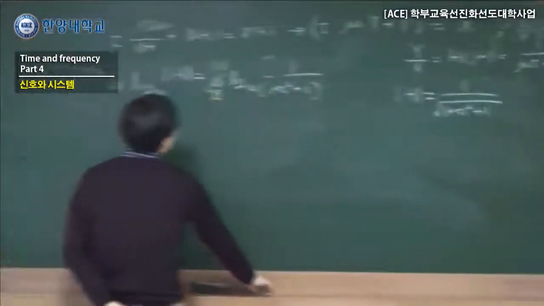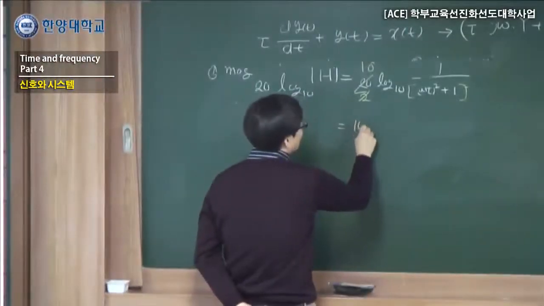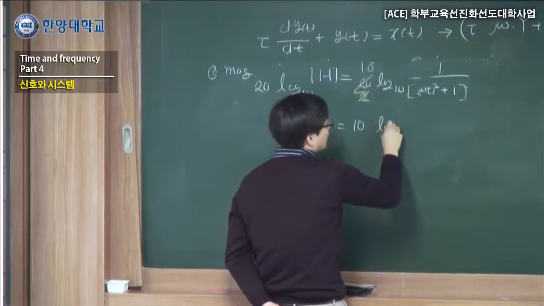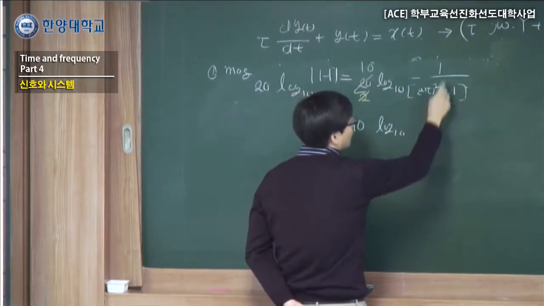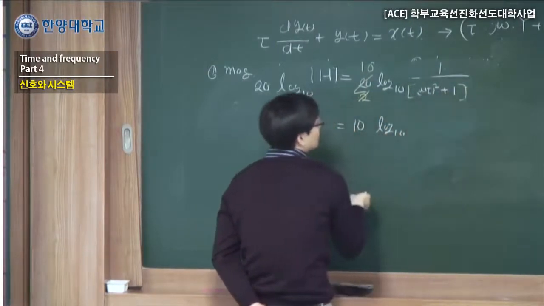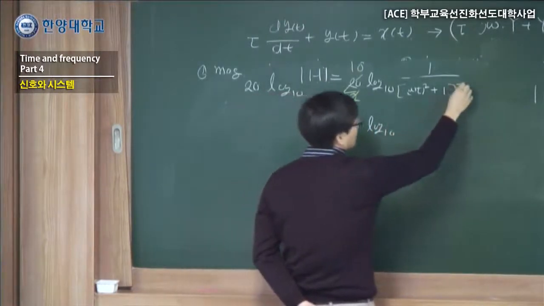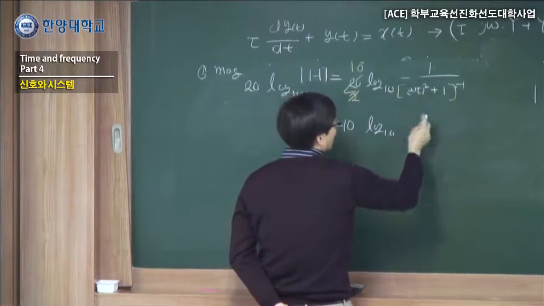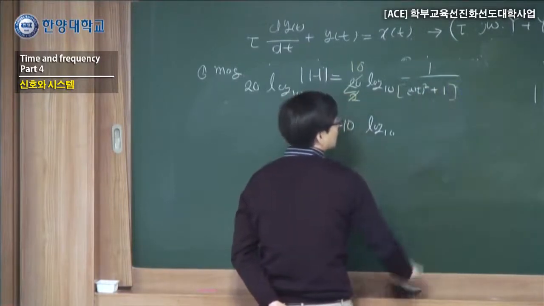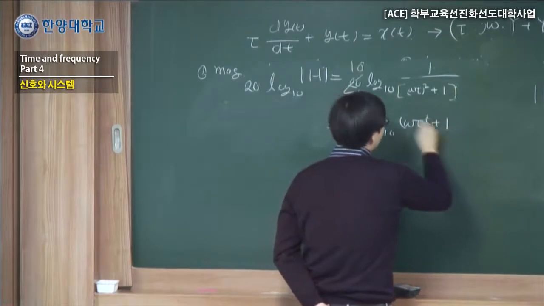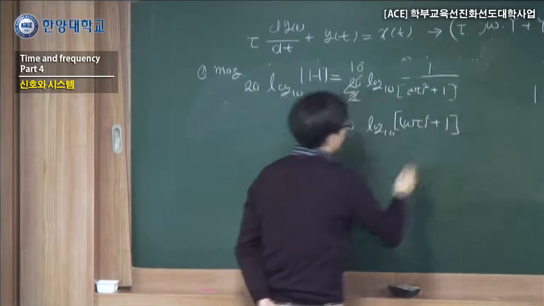One more step here is that now this 20 changes to 10 because we take out this half: 10 log 10, and 1 divided by something like this. We can take the minus out because there is a minus 1 over here, and make omega tau squared plus 1 the numerator.